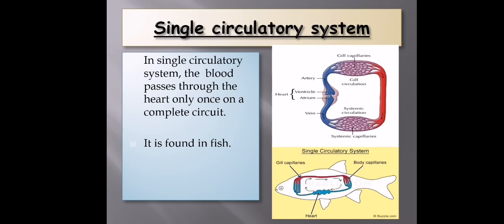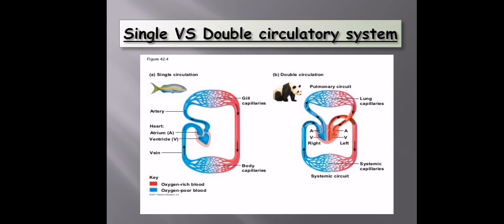But the blood does not enter the heart from the gills as it does in our double circulatory system. Usually, we have already discussed that once the blood enters the heart from the body, it has to enter into the lungs. So from the lungs, the blood goes into the heart again. We have discussed this before. That is the example of double circulatory system. While in single circulatory system, the blood does not enter the heart from the gills, but it directly moves on towards the body. Just have a look at this diagram, that is single versus double circulatory system.